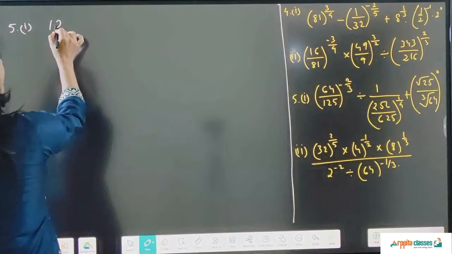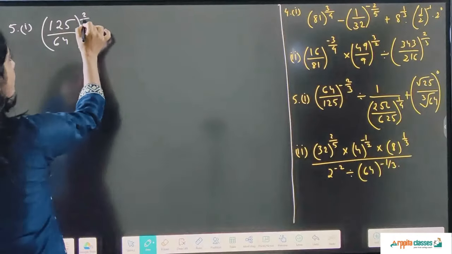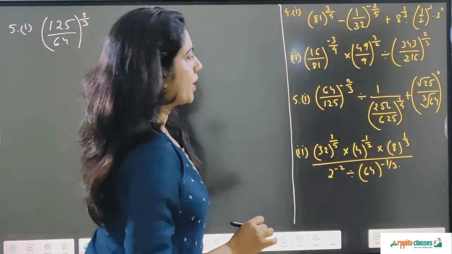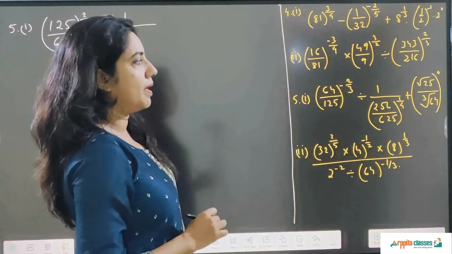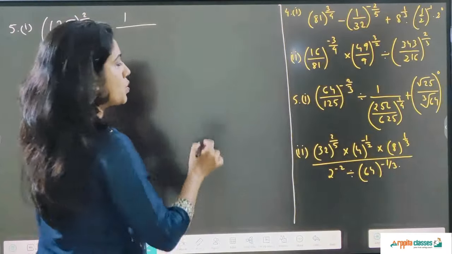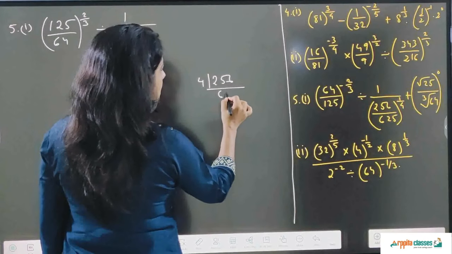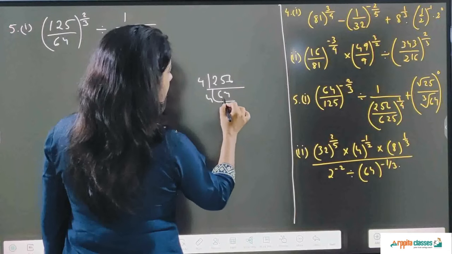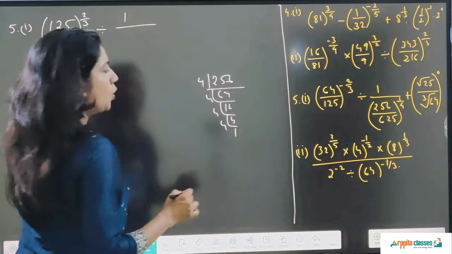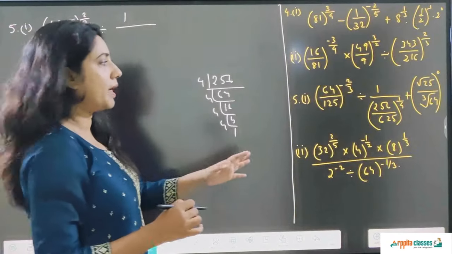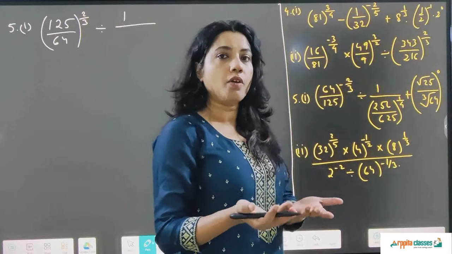So I'll make it 125 upon 64 and my indices become 2 by 3, positive. Now divided by 1 upon 256 to the power 1 by 4 and 625 to the power 1 by 4. So 256, if I do the prime factors, I divide by 4, 4, 6 and then 4, 4 and then 4, 1. I write it as 4 to the power 4 because I have 1 by 4. So clearly 4 and 1 by 4 will get cancelled, so I am writing 4 to the power 4.